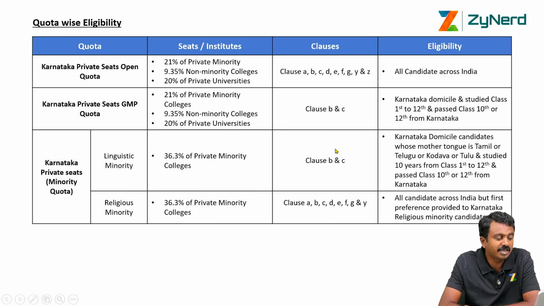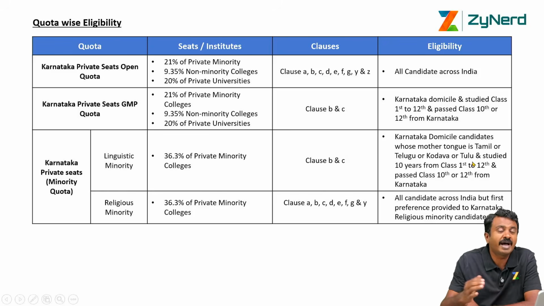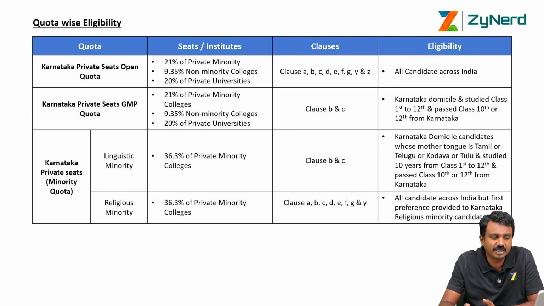For claiming linguistic minority, you should have done your 10 years plus 10th or 12th in Karnataka, but your mother tongue should be Tamil, Telugu, Kodava or Tulu. I belong to the state of Andhra Pradesh. My mother tongue is Telugu. I did not do class first to 10th in Karnataka. I am not a minority here. Only natives of the state, of origin or domicile of the state, who speak a different mother tongue can claim linguistic minority.